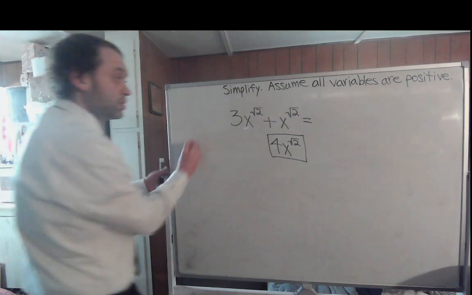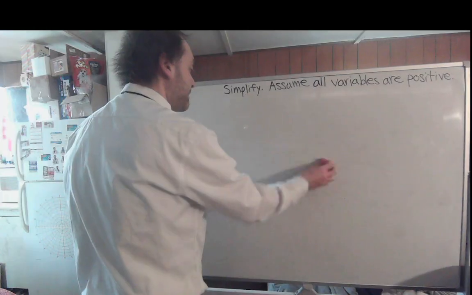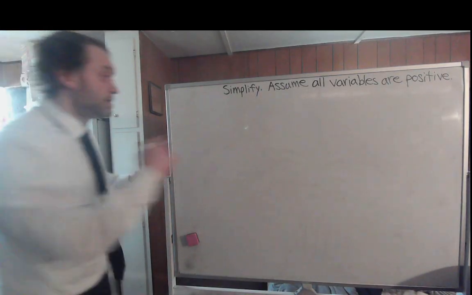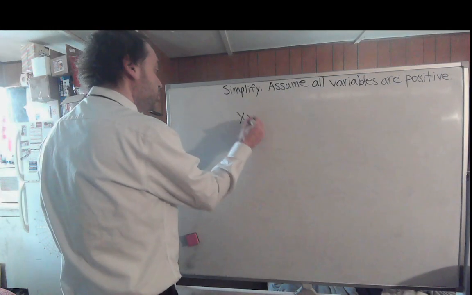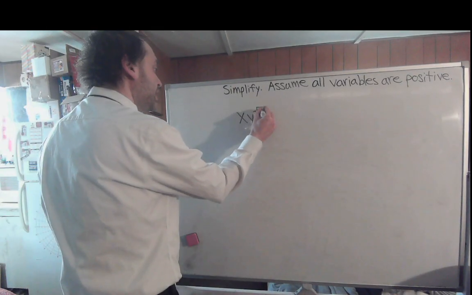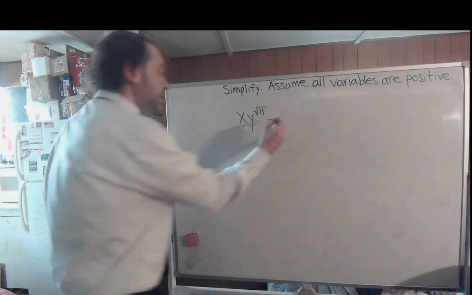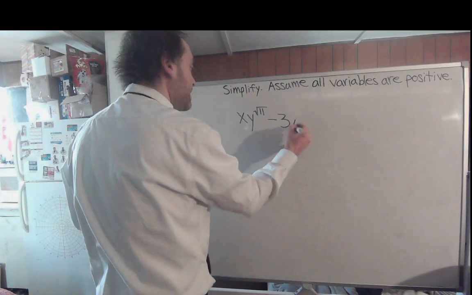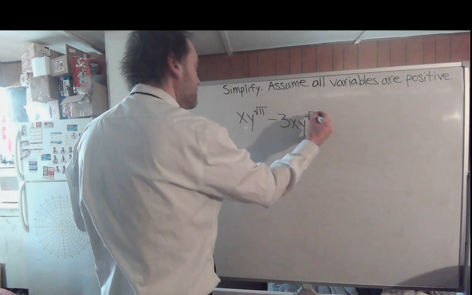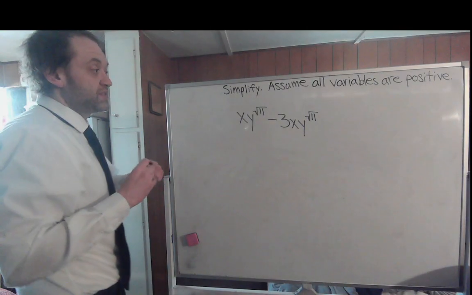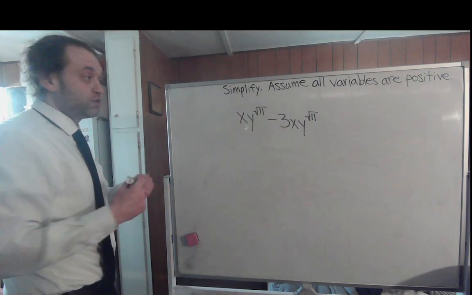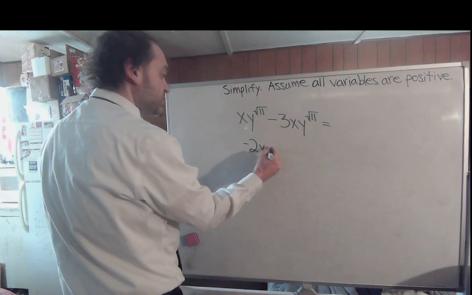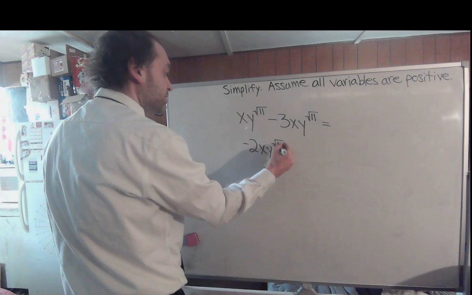And I have just one more. We have x, y to the square root of 11 power minus 3x y to the square root of 11 power. Well, you have the same bases and same exponents, so all you got to do is subtract. This would end up giving you negative 2x y to the square root of 11 power.